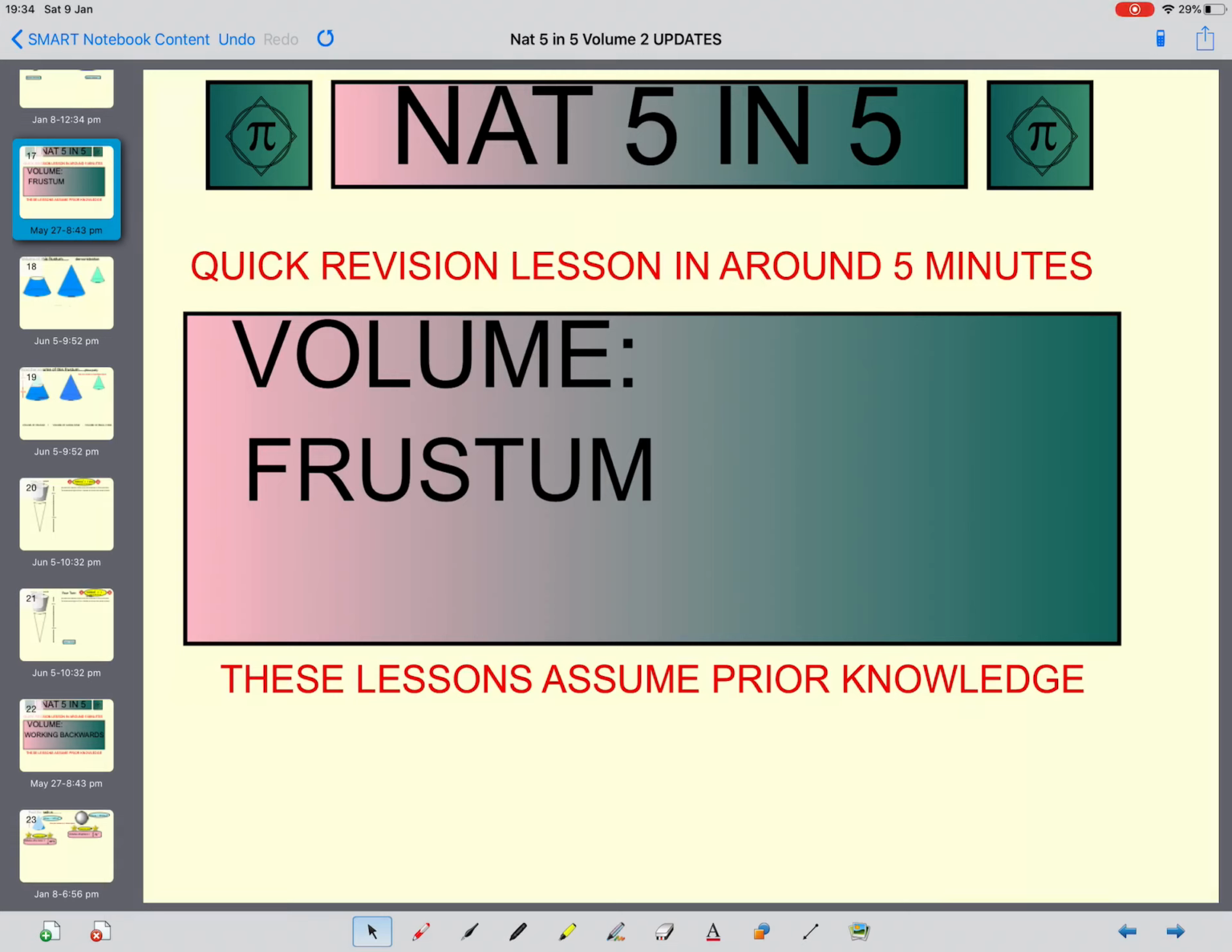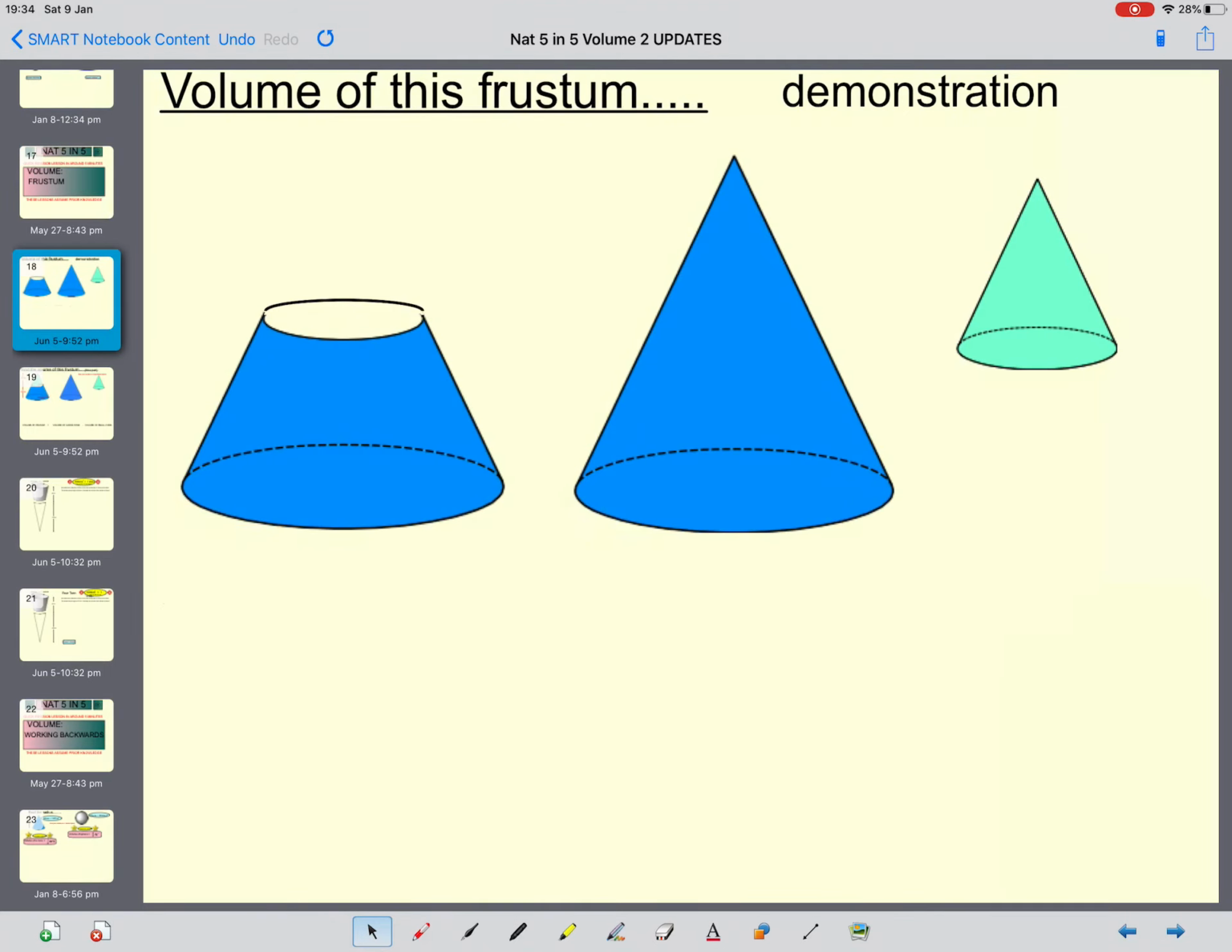Hi guys, welcome back to Nat 5 and 5. We're going to be looking at the volume of a frustum today, and we're going to hopefully do it within about 5 minutes. Right, so what is a frustum?